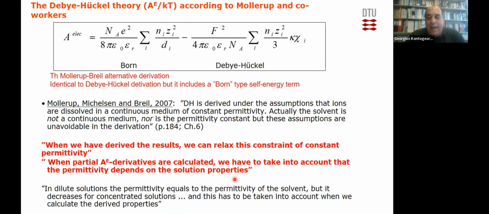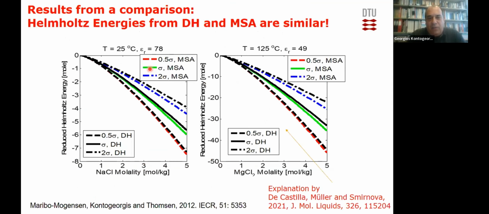Now, an extra issue related to the Debye-Hückel equation is that the way Mikkelsen and Mollerup are deriving it, naturally a Born term for the ion charging comes out of the derivation. And I will get back into this. What does this Born term mean, and how important can it be in the calculations?